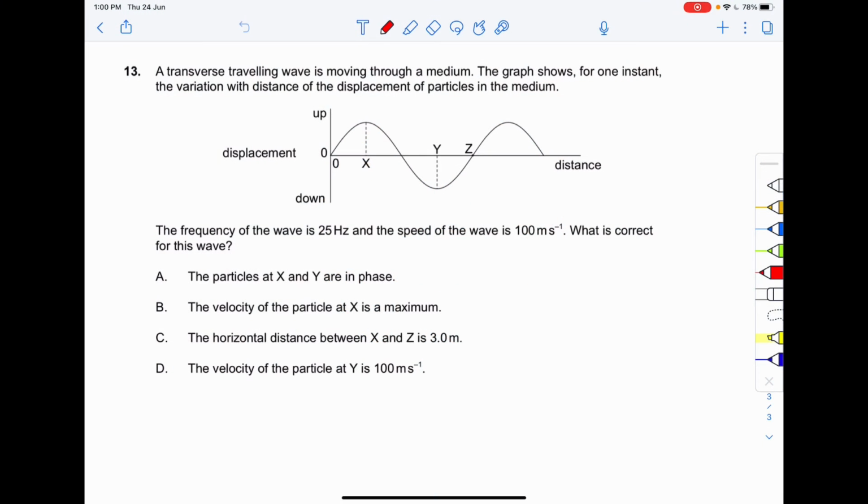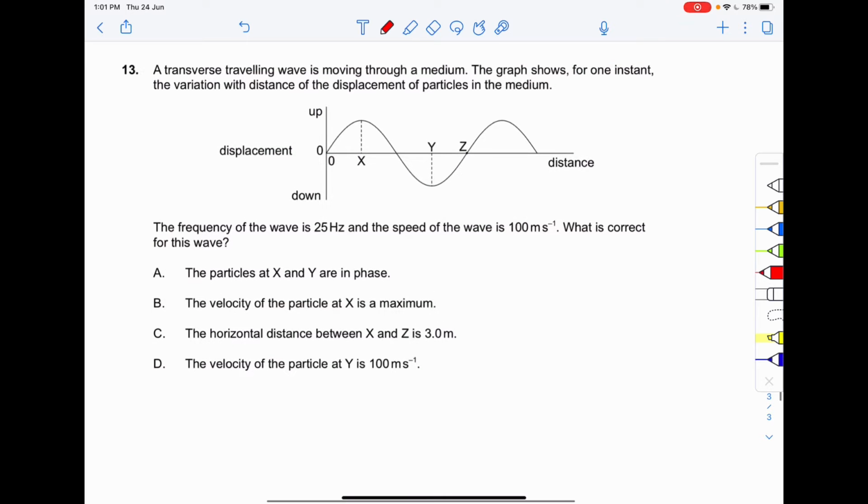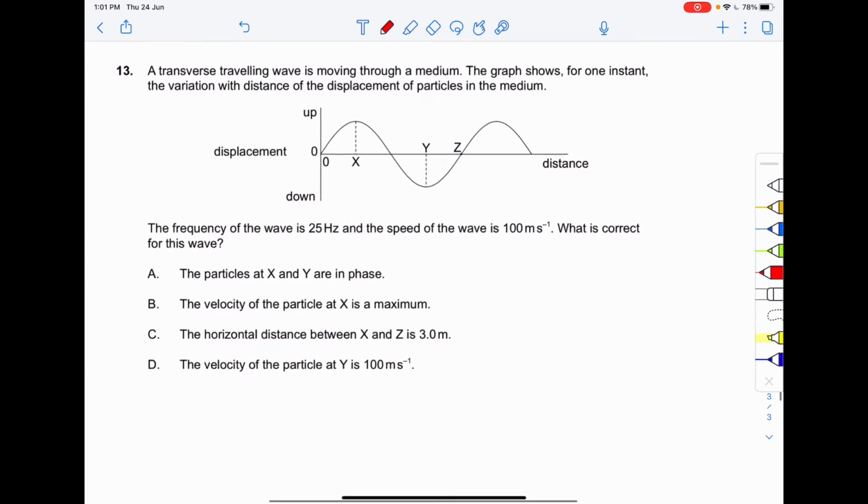So proceeding on to the next question, a transverse traveling wave is moving through a medium. The graph shows for one instant the variation with the distance of the displacement of the particles in the medium. So in this graph we are shown how the displacement of the particles varies with the distance traveled by the traveling wave.